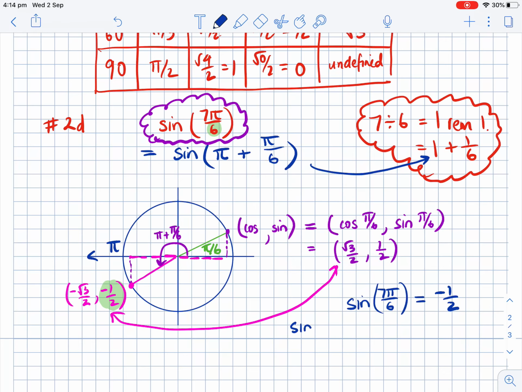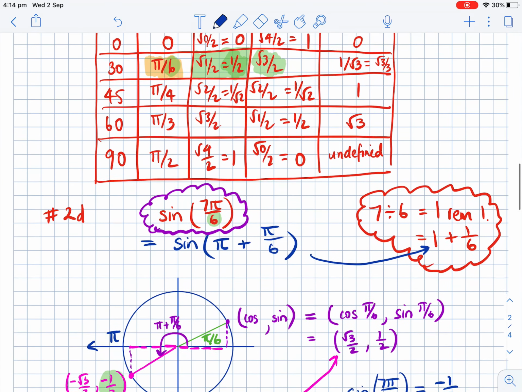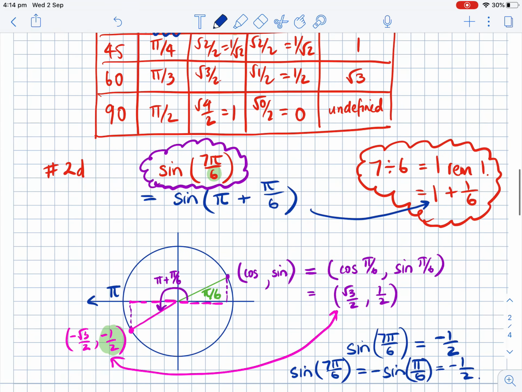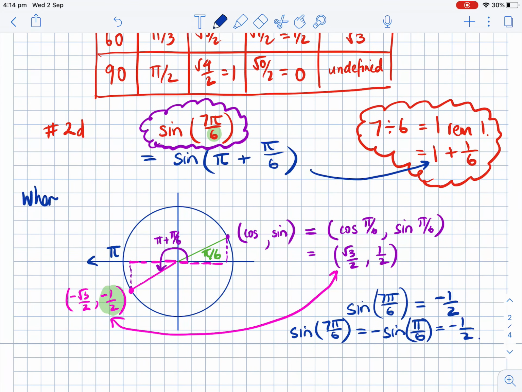We can be a little bit clever as well, and we could say things like sine of 7 pi on 6 is equal to negative sine of pi on 6, which is equal to -1/2. I don't need to do that, but that sort of understanding and knowledge might help you in some future questions as well. What was the trick? Look for the reference angle in the exact values table. Work out where it is in the unit circle.